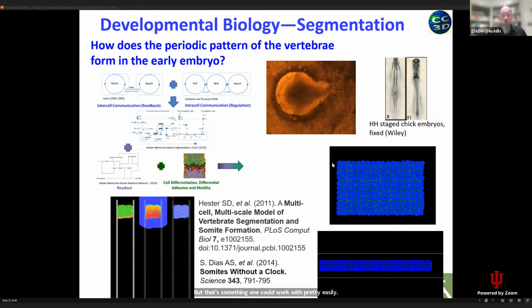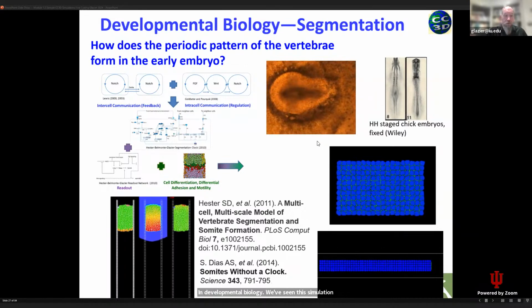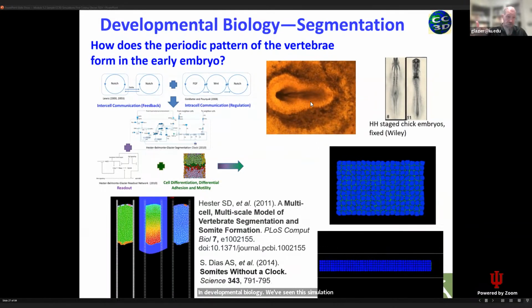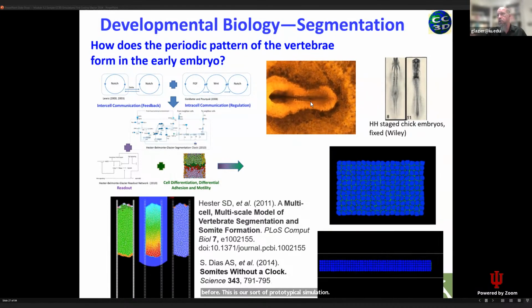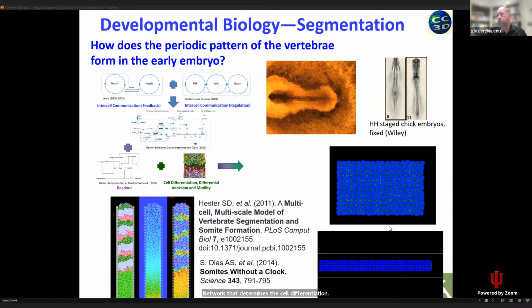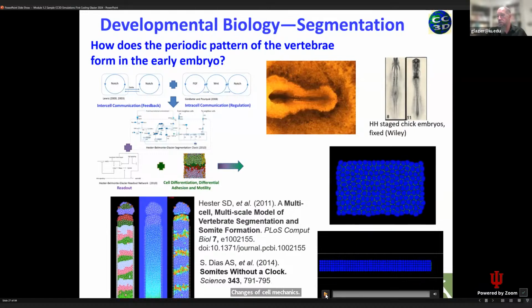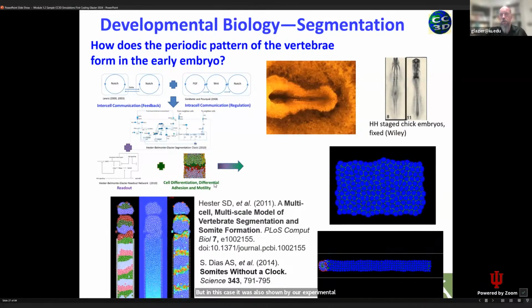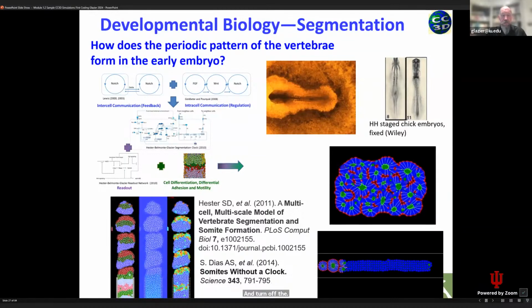In developmental biology, we've seen this simulation before. This is our sort of prototypical simulation. It's the development of the segmental structure, the somites. In the embryo, there's a complicated set of gene regulatory and signaling networks running inside of each cell, network that determines the cell differentiation, signaling, changes of cell mechanics. But in this case, it was also shown by our experimental collaborators, Claudio Stern, that you could turn off the oscillator and turn off the signal for differentiation, and you still got segmentation.